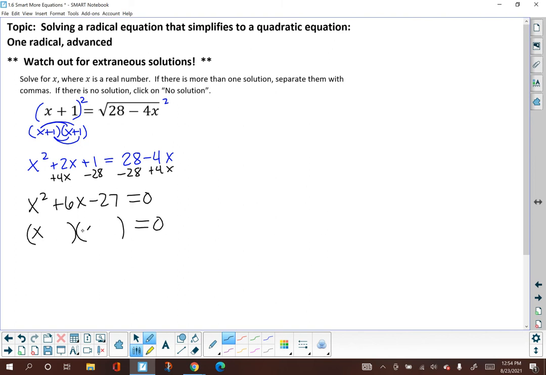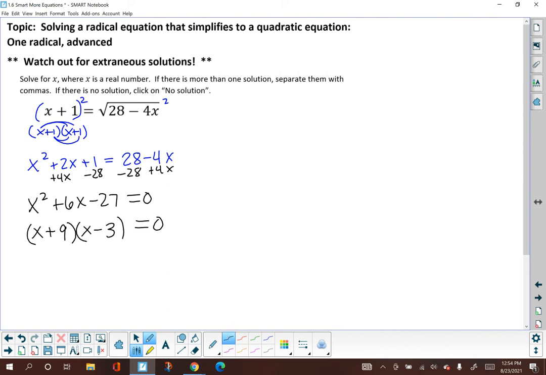So factoring, our factors are going to start with x. For 27, that's 9 times 3. We need a middle term with a positive 6. So it's an x plus 9 times an x minus 3. You need to check your answers. It's a little trickier to check your answers when your equation has an x on both sides of it.